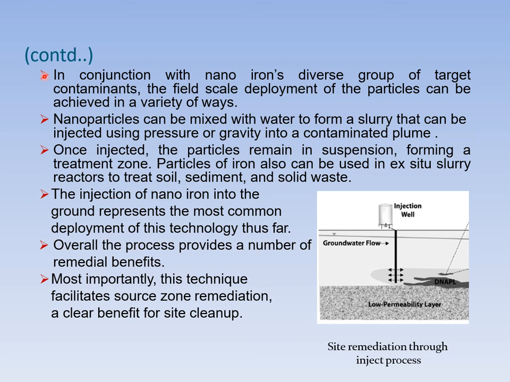In conjunction with nano iron's diverse group of target contaminants, the field scale deployment of particles can be achieved in a variety of ways. Nanoparticles can be mixed with water to form a slurry that can be injected, using pressure or gravity, into the contaminated plume. Once injected, the particles remain in suspension, forming a treatment zone. Particles of iron also can be used in ex situ slurry reactions to treat soil, sediment, and solid waste. The injection of nano iron into the ground represents the most common deployment of this technology thus far.